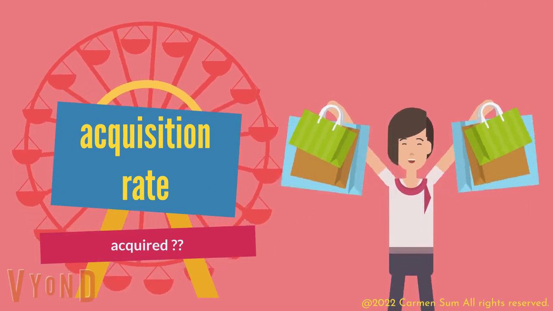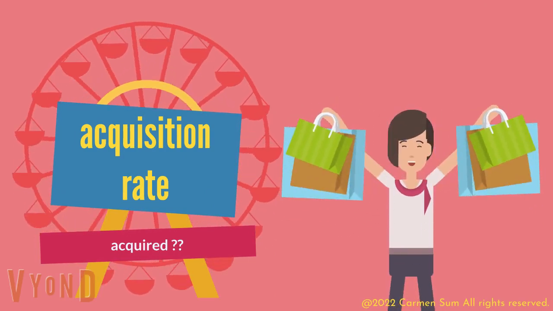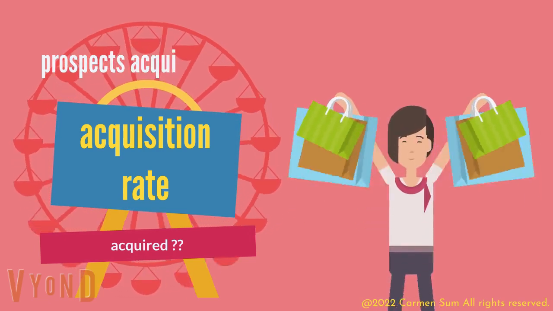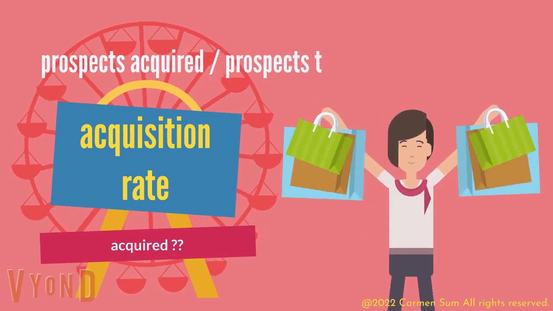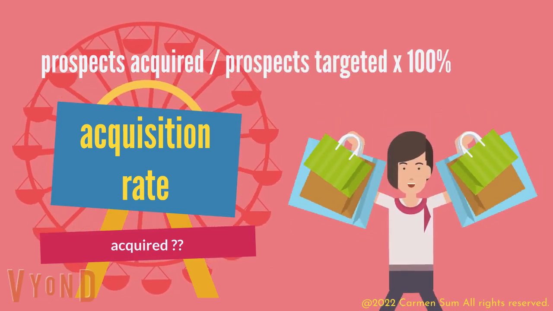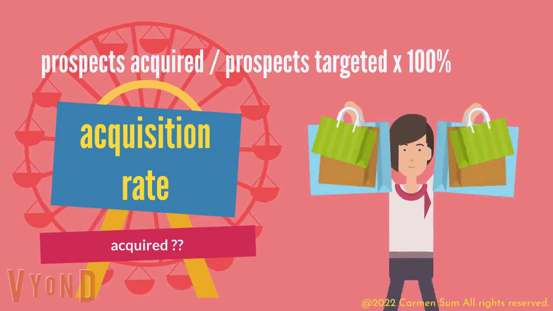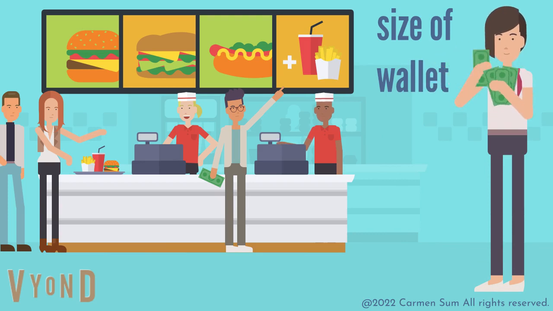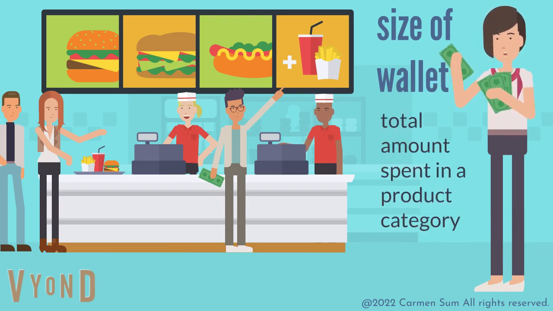The first one is acquisition rate. The formula is prospects acquired over prospects targeted times 100%. The second one is size of wallet. It refers to the total amount of a buyer's spending in a product category, which is measured in monetary terms. We can simply ask the buyers for the total budget reserved for a product category monthly or yearly.